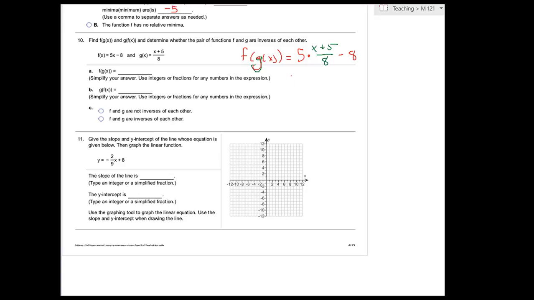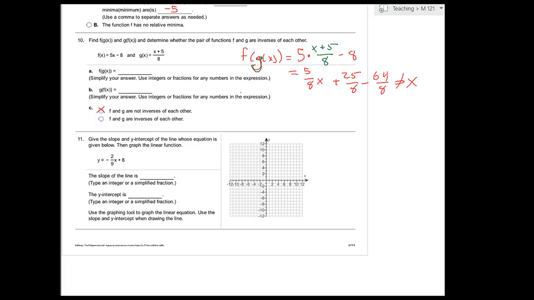This isn't going to be x. This is going to be 5/8 x plus 25/8 minus 64/8, which is not x. So, are they inverses of each other? They are not.